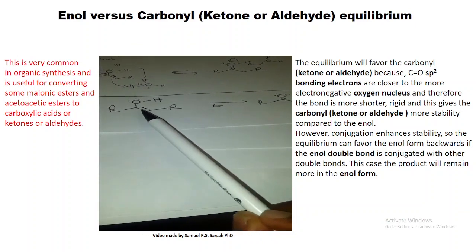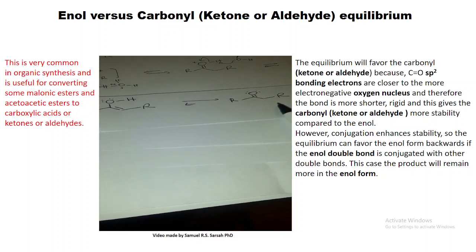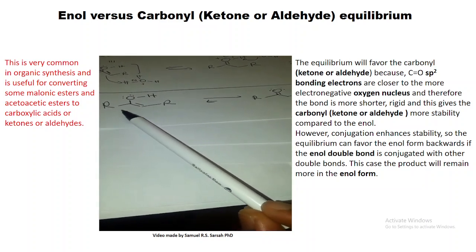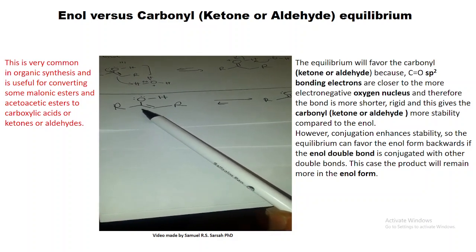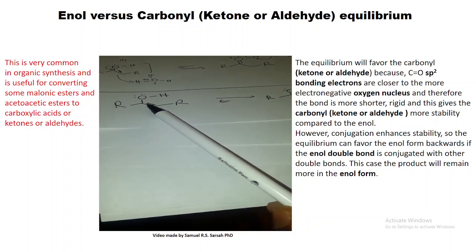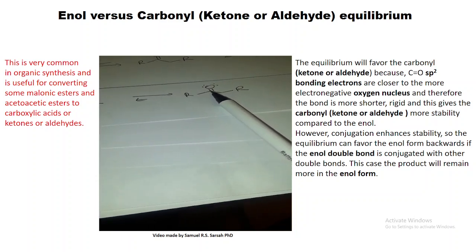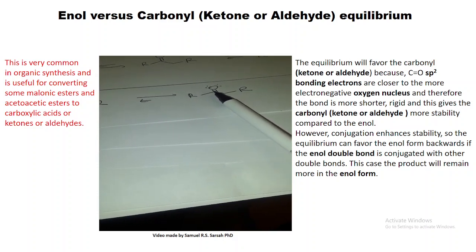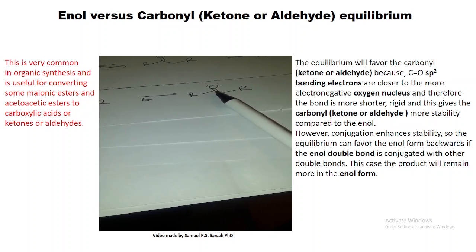I was trying to explain the equilibrium drive from the enol to the carbonyl. Over here, the double bond is largely in between this carbon and this carbon. But if you look here, you see that the double bond is between an oxygen and a carbon. Okay, this gives us an advantage because this is an sp2 bond.